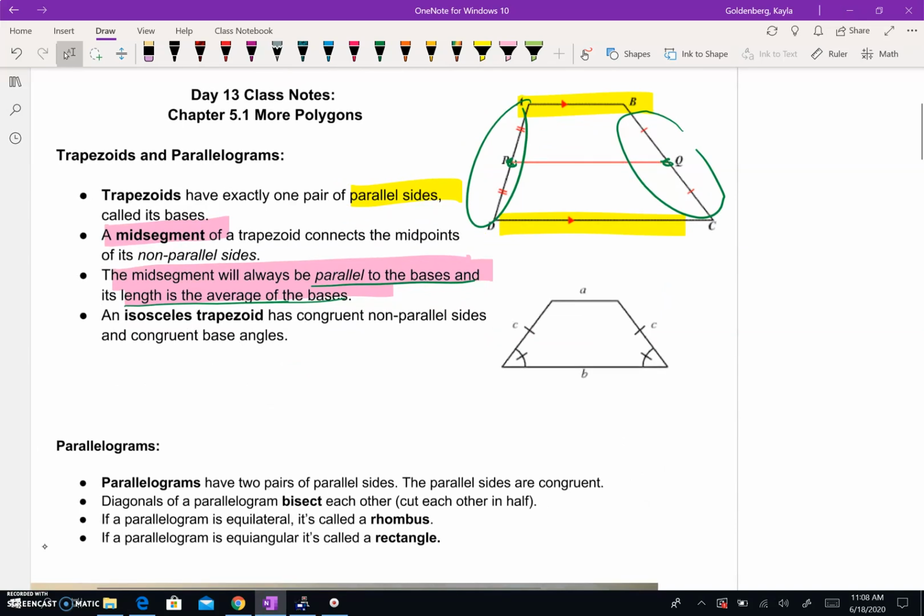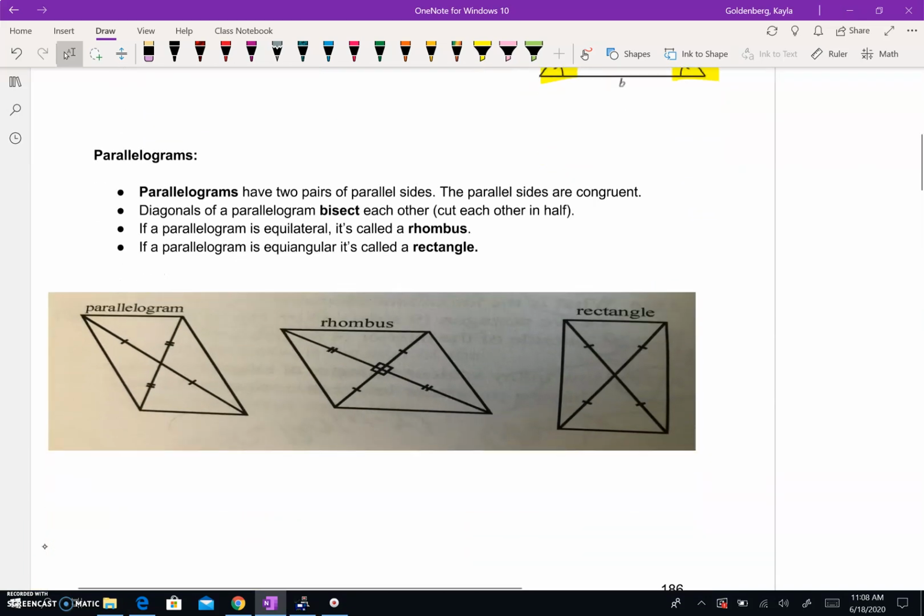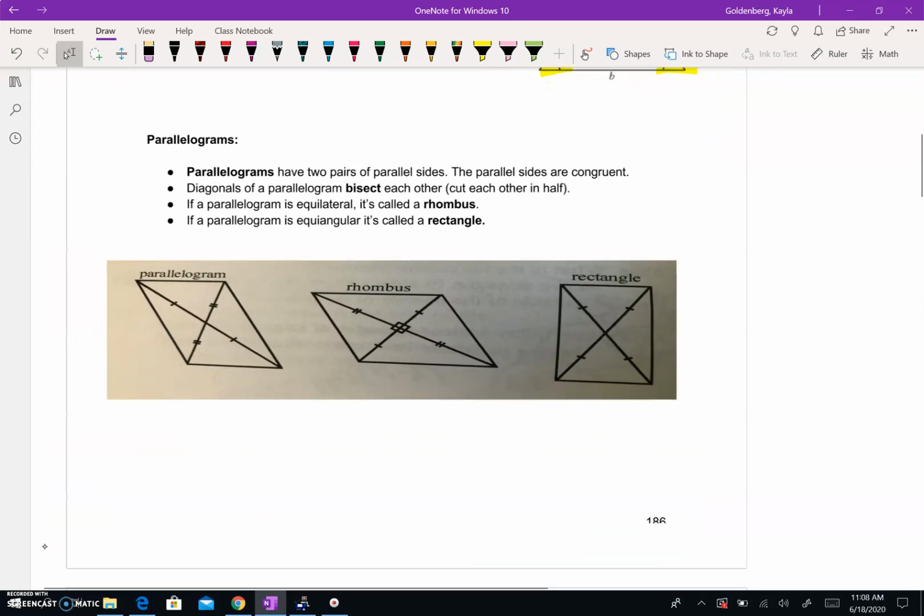Isosceles trapezoids, the non-parallel sides are equal, and the base angles are equal. Okay, just some quick facts. This section might be easier just to keep the notes page as reference, have the pictures, and look back at those as we do our practice problems tomorrow.